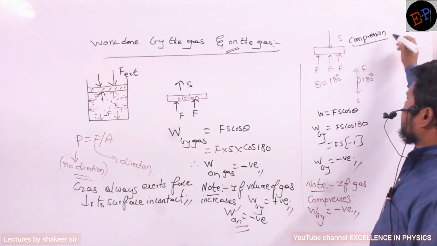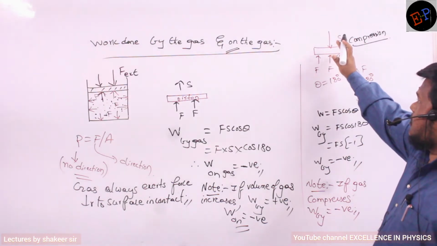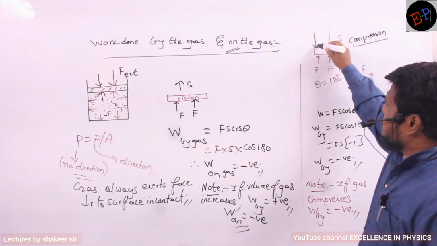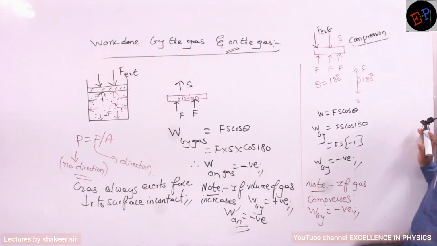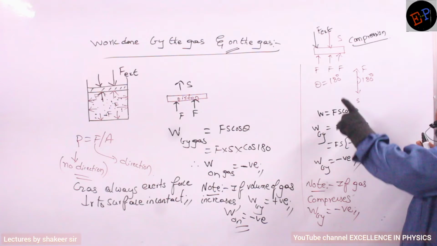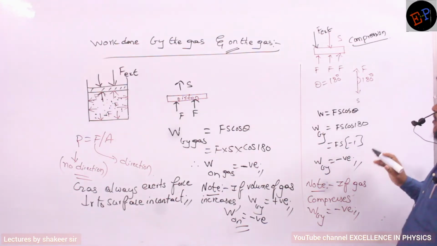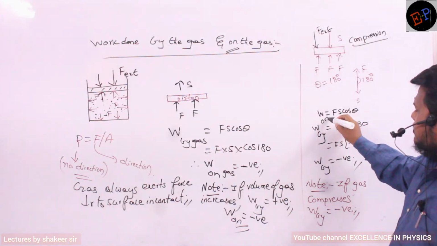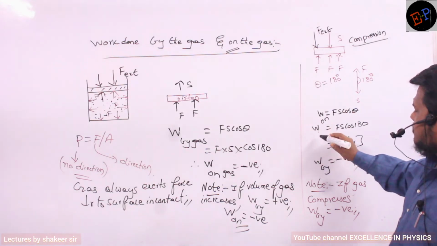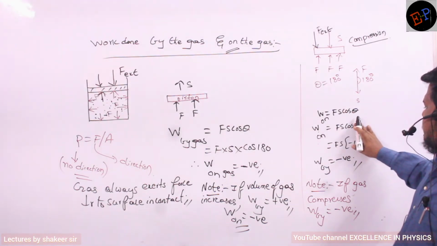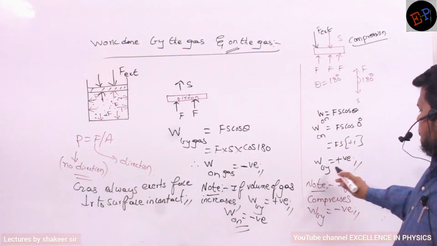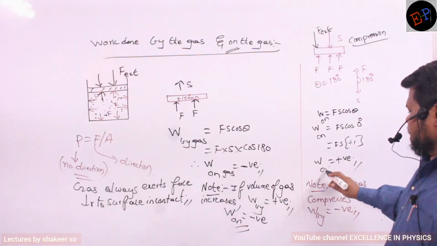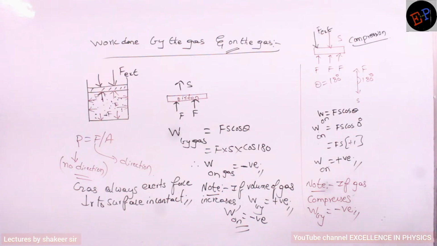Okay, so what is happening? Force is in upward direction. Sorry, force is in which direction? The external force is applying force in downwards direction. Work done: the force applied by the gas is in upward direction. So therefore, work done on the gas. W is equal to Fs cos 0, which is positive on the gas. That's all, clear?